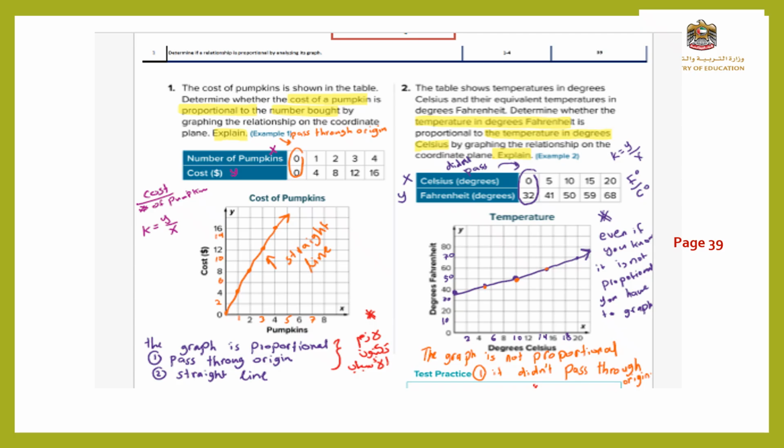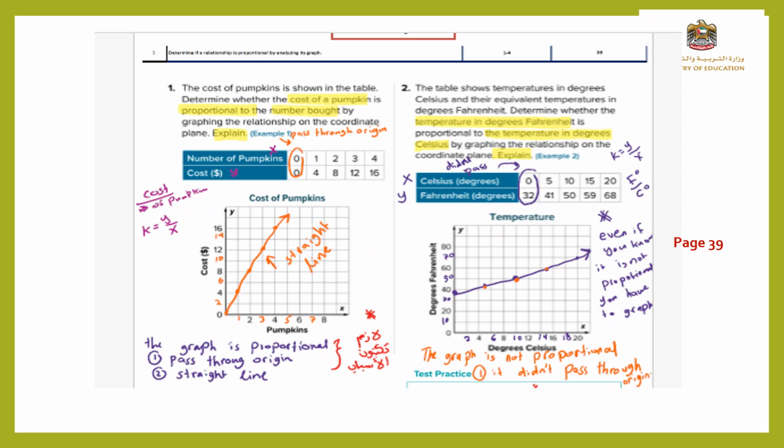So to identify whether the graph is proportional or not, there are some criteria. Okay, first thing is it must pass through the origin. Passing through the origin means 0, 0. You see this graph is passing through the origin. At the same time this graph is not passing through the origin. This is passing through 0, 40.